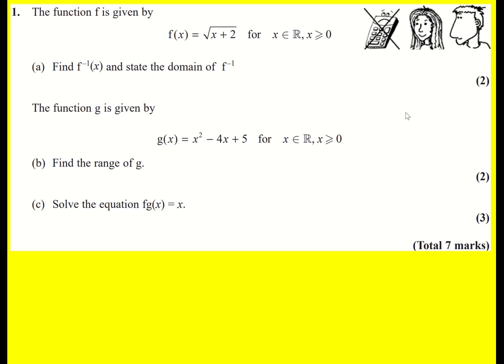Okay, let's get going. We've got f of x is the square root of x plus 2, and we're told that x is any real number, but we have to have x greater than or equal to 0. So that's something to be aware of. That essentially means we've got a restricted domain.